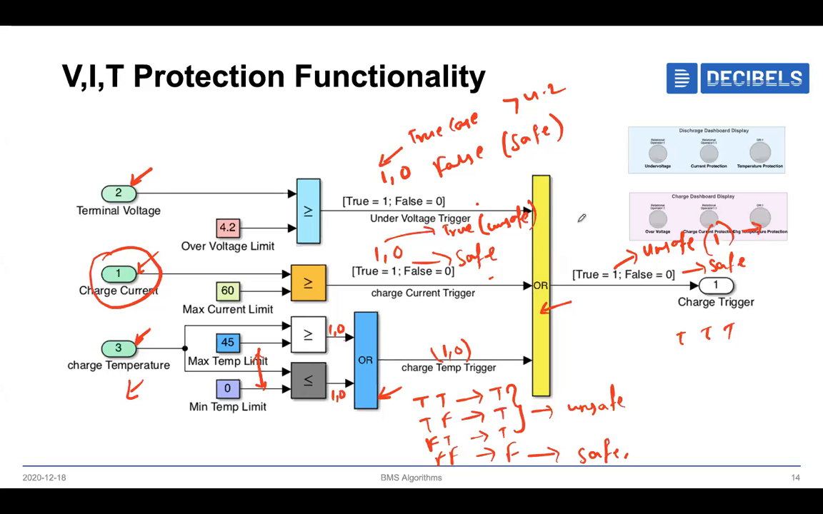So now what I have done is I have given all these inputs to the dashboard. If you look over here, this is the discharge dashboard, and this is a charge dashboard display. Whenever we are going into the unsafe zone, these LEDs will blink red in color. Whenever we are in the safe zone, it will show green color. So that the operator will get to know that because of voltage we are facing some problems, or because of current, or because of temperature we are facing problems. Which means we are meeting our interface and communication functionality also. So this is about the voltage, current, and temperature algorithm.